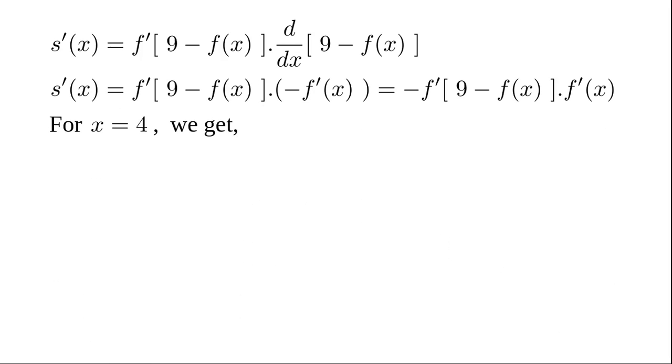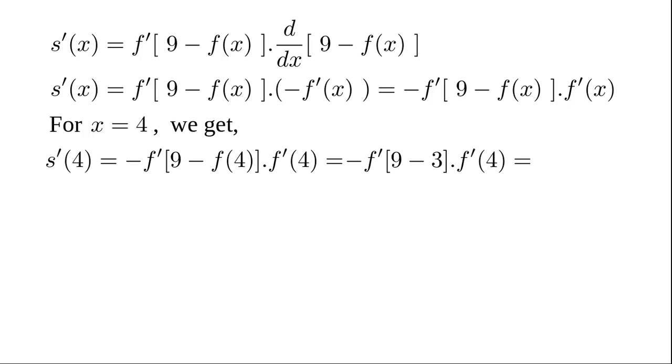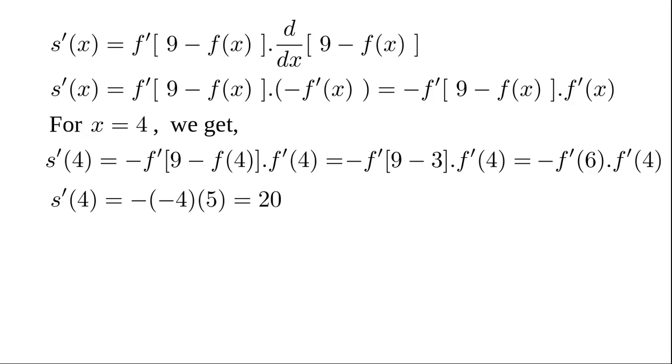And here we are asked to find s dash of 4. So replace x by 4 in s dash of x. It becomes minus f dash of 9 minus f of 4 into f dash of 4, that is minus f dash of 9 minus 3, because f of 4 is 3, into f dash of 4. So it becomes minus f dash of 6 into f dash of 4. So s dash of 4 is minus of minus 4 into 5, and that's equal to 20.